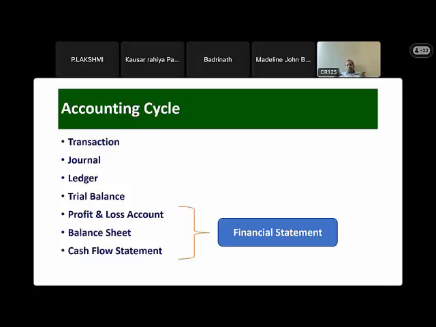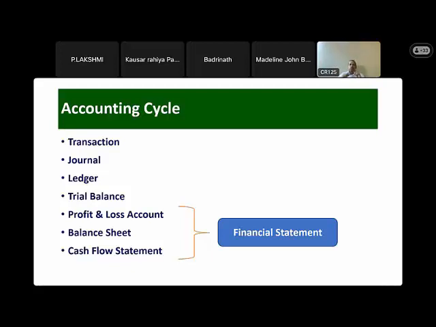The answer is that humans are pretty much dependent on computers and technologies. So now the question is, how do we prepare the financial statement? Usually we use software, like very popular software such as Tally, ACPAD, PC. There are thousands of softwares available now. Even Excel helps you a lot in preparing this.